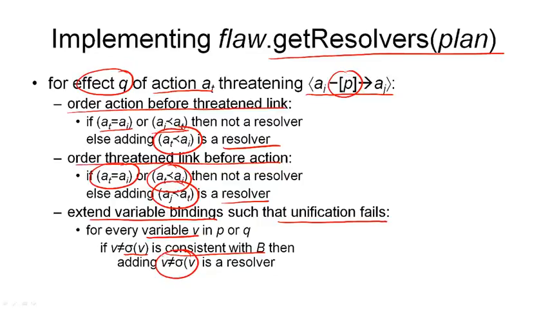Adding this variable binding constraint is a resolver for our flaw. In summary, threats can be removed from a plan by either ordering the threatening action before or after the causal link, or extending the variable bindings such that unifications of the offending effect and the protected proposition fail.